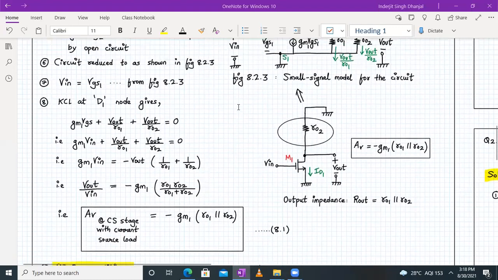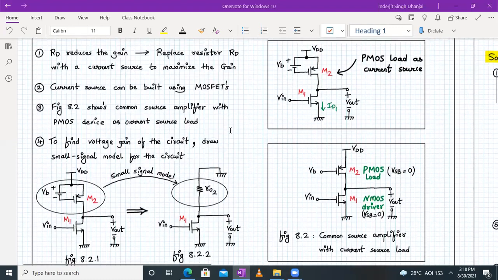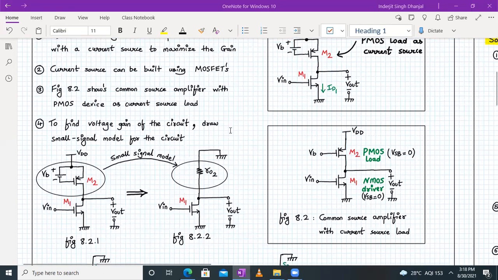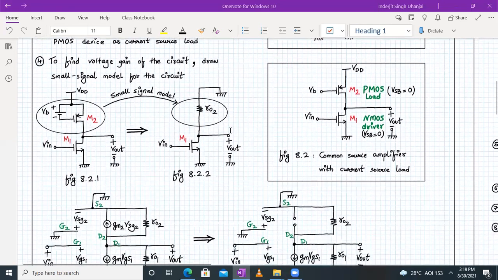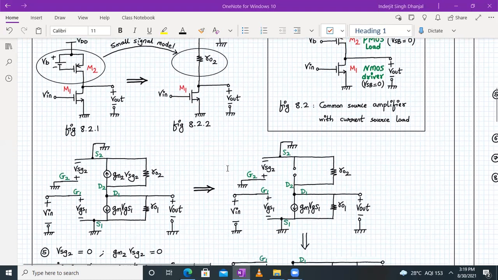Okay, so I'll keep this screen open for some time so that you can have a look at it. First we started with the circuit of PMOS load as a current source. Then we have drawn its small signal model only for M2, and we could have directly written the formula, but we have formally derived it.